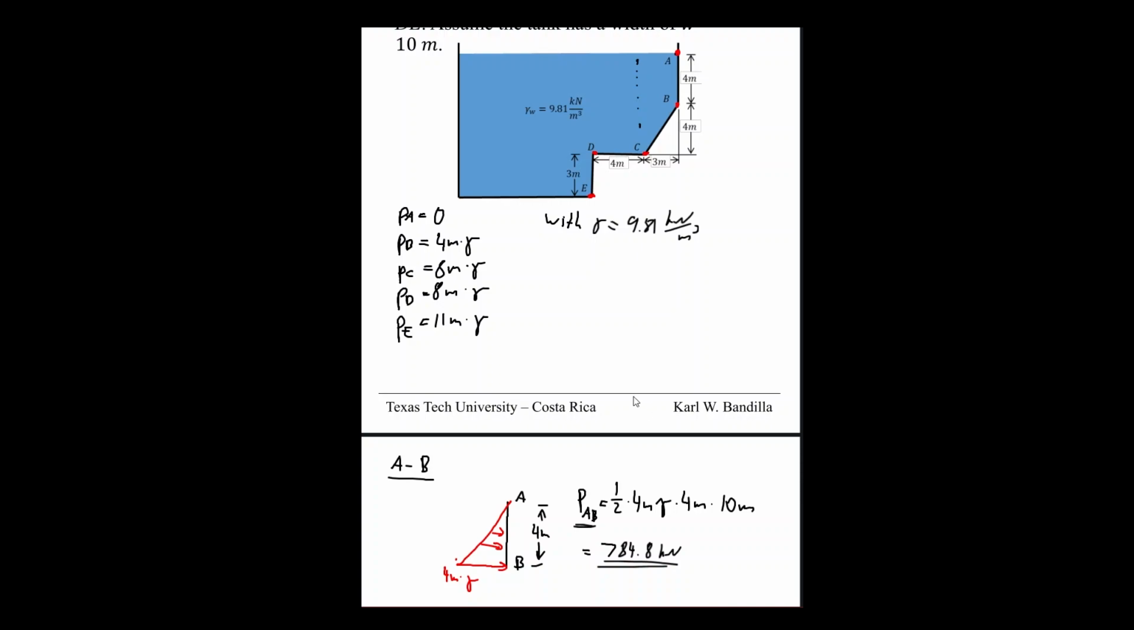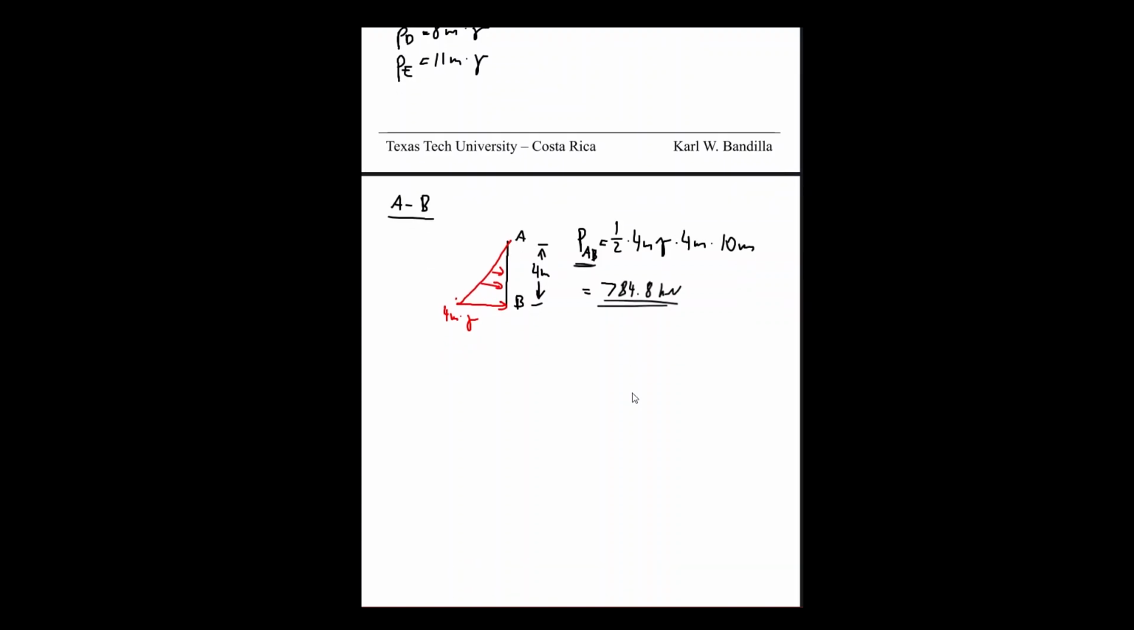Now let's see what we get for B to C. That's the one that looks a little tricky because it is sloped. We know what the pressures are here and here, and we know that the pressure always acts perpendicular. So here we have the same pressure at B, 4 meters times gamma, and here we have a higher value, and we know it's a linear change in between. So we get more or less a trapezoid.